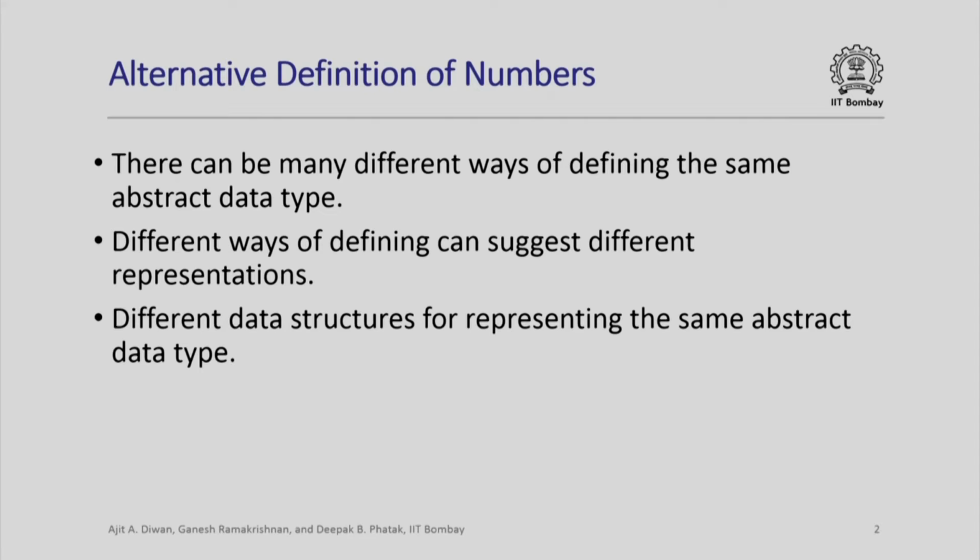Hello and welcome to this session in which we'll look at an alternative way of representing natural numbers, which is the binary representation. In general, there can be many different ways in which you can define the same abstract data type, and different ways of defining can also suggest different ways of representing them and also different data structures for the same abstract data type. And these can have different properties based on the way you are defining the abstract data type.